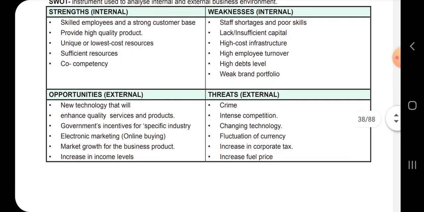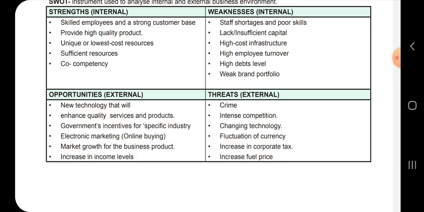So when you're talking about opportunities, we're talking things that are outside the business. What is outside the business that the business can use to its advantage? We have new technology. So technology that has been developed by others can be used by the business to gain a more competitive advantage. So enhance quality services and product, government initiative for specific industries where government is giving money to people to buy certain things. Helping businesses to grow. That is an opportunity. Market growth for the business product. It's something external, but it can help the business. Increase in income levels. When more people are working, it means more people will be able to buy from your business. So it's an opportunity that exists outside the business.